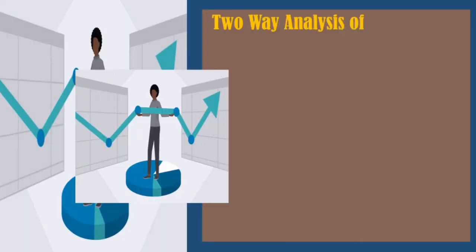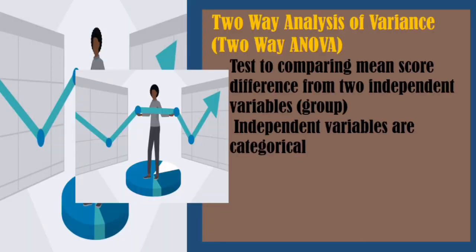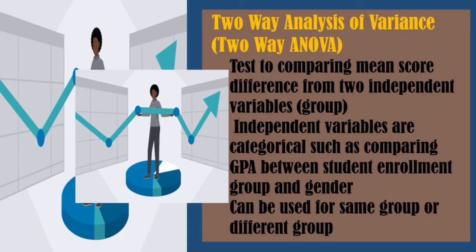The next is the two-way analysis of variance, or the two-way ANOVA. This is a test for comparing mean score difference from two independent variables or groups. The independent variables are categorical, such as comparing the grade point average between student enrollment group and gender. And this can be used for the same group or different groups.